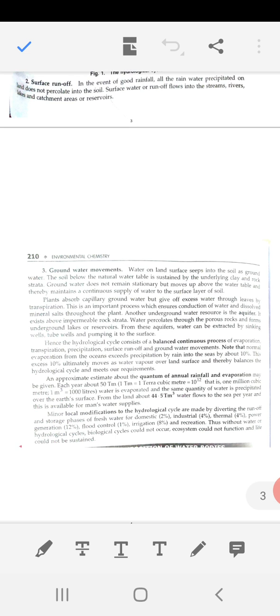Thus, without water or the hydrological cycle, biological cycles could not occur, ecosystems could not function, and life could not be sustained.